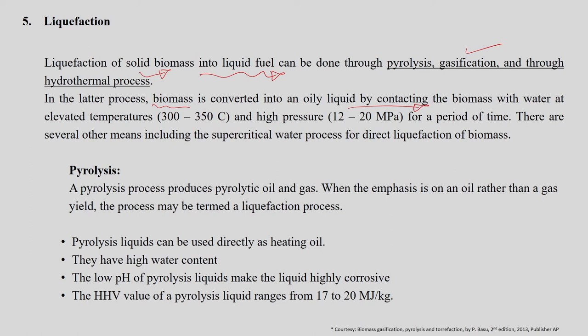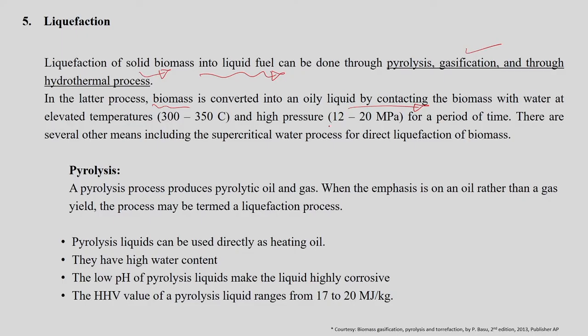The temperature required in this case is 300 to 350 degrees Celsius, whereas the pressure requirement in this reaction is 12 to 20 megapascal for a period of time. During this process, the biomass is converted into an oily liquid kind of product. Apart from that, there are several other techniques for conversion of solid biomass into liquid fuels, such as the supercritical technique, by which the biomass can also be converted into a suitable liquid product.